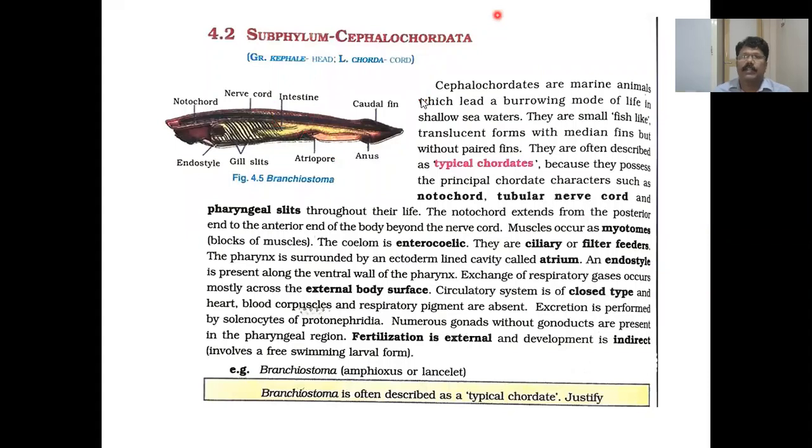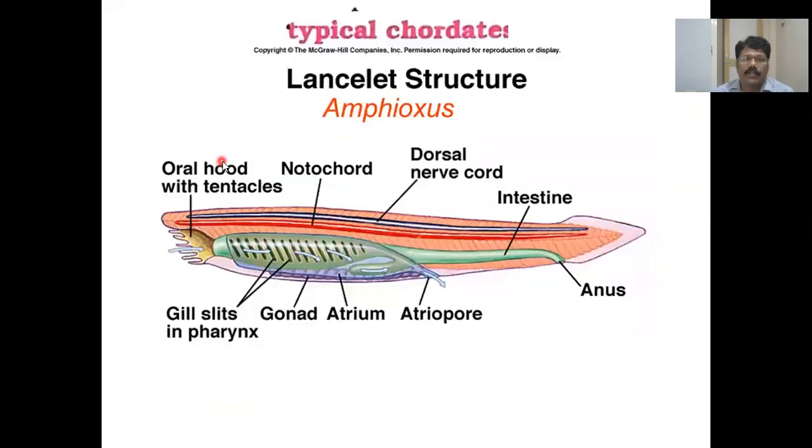So the second one is the subphylum Cephalochordata. Cephala means head, chordata means chord. That means here you can see the notochord extends to the head region also. You can have a better view in this picture. So this is the head region and this is the tail region. You see the red one. The red one is the notochord and it extends to the head region also. Hence it is known as the cephalochordata.